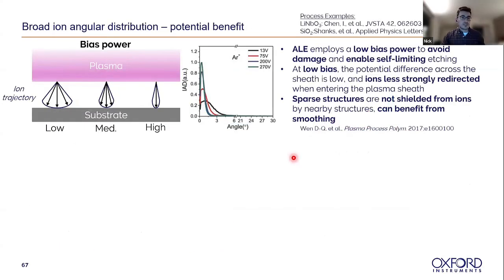I mentioned earlier that the low bias powers can sometimes lead to this broad distribution in ion energies. Interestingly, I actually think this could potentially be a benefit of atomic layer etching. So this can allow you to smoothen sidewalls.